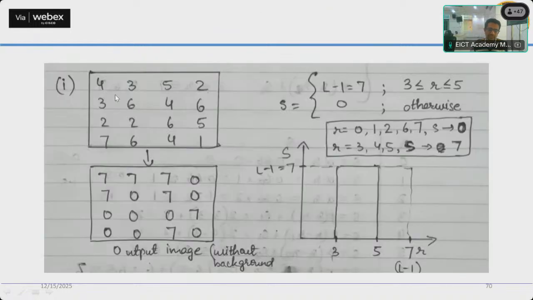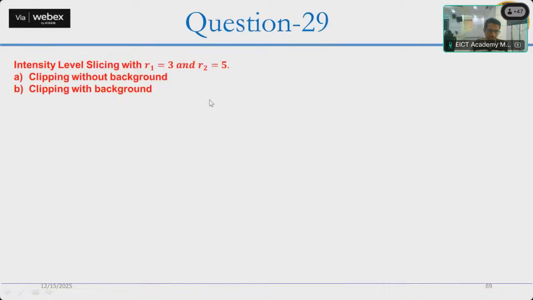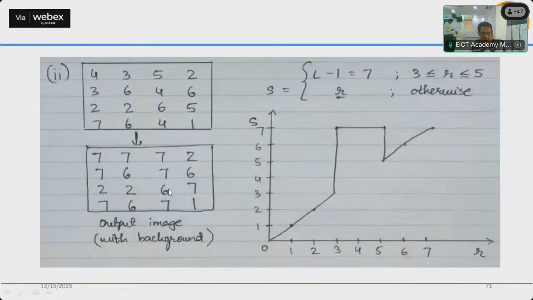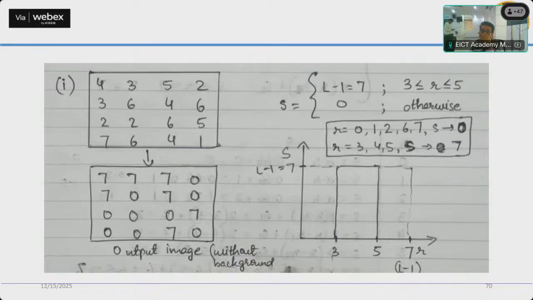See, for this given image, it is slicing. If the value is between 3 and 5, then it gives 7, otherwise it is 0. Even 3 and 5 are included. So for 3, 4, 5 the value is 7, and otherwise it is 0. For 6 it is 0, and for 2 it is 0. In this way we have done this. So what is this image? This is basically without background. It has been shown.